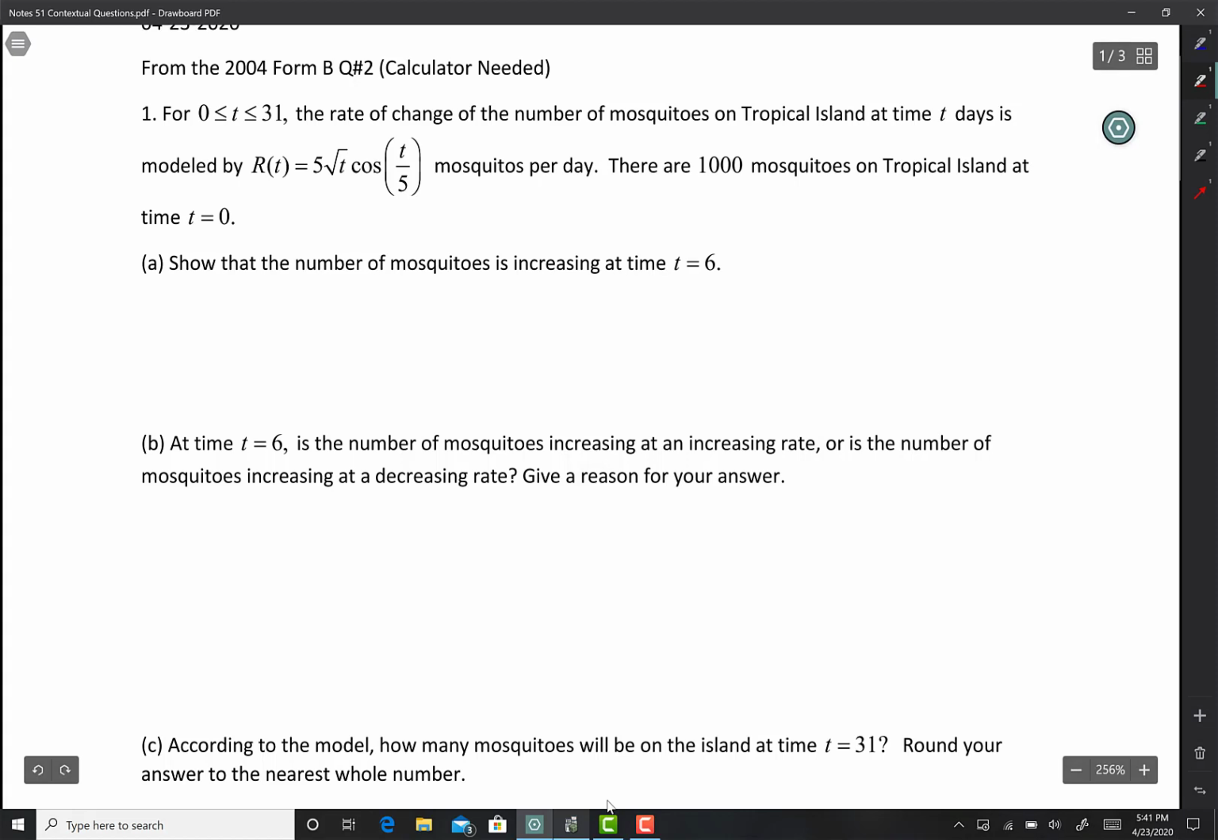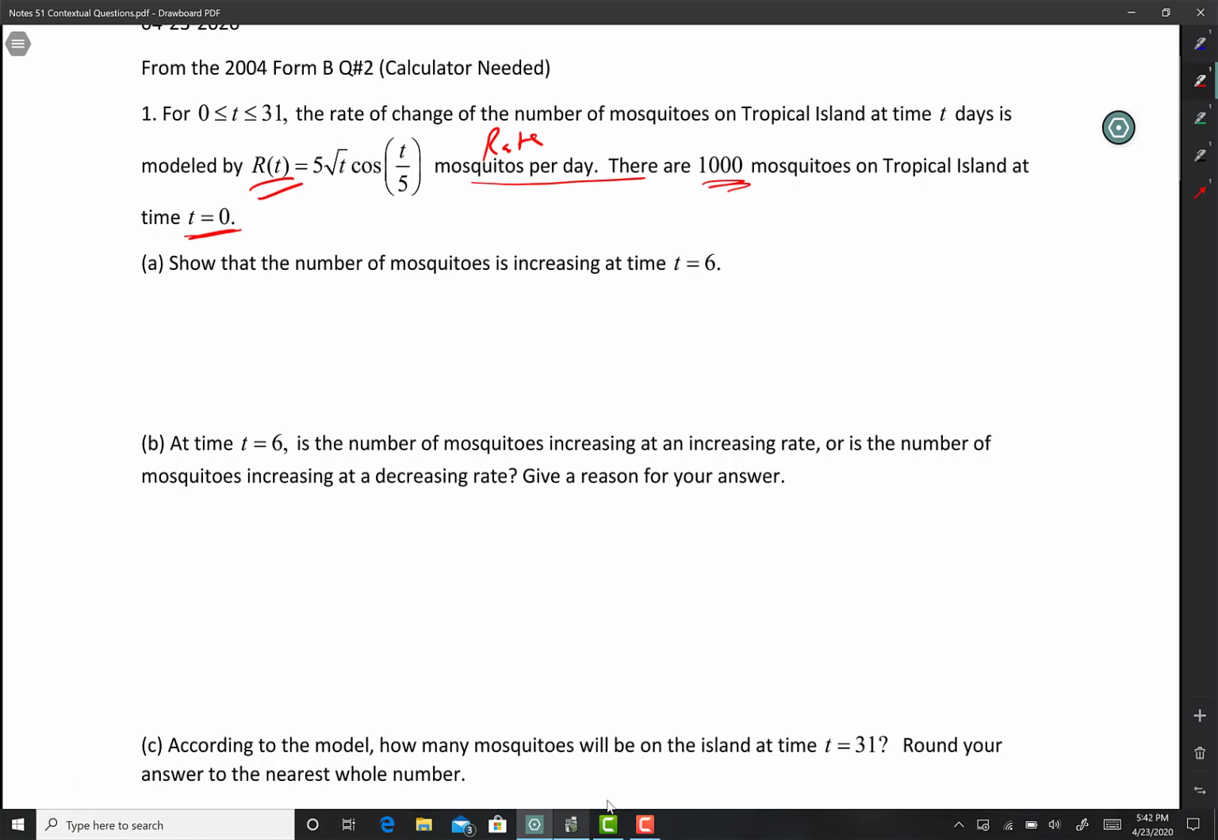All right, question 1 from 2004 Form B, question number 2. t is between 0 and 31. The rate of change of the number of mosquitoes on a tropical island at time t days is modeled by R of t equals 5 square root of t cosine of t over 5. This is in mosquitoes per day, so this is already a rate, guys. There are 1,000 mosquitoes on the tropical island at time t equals 0. Show that the number of mosquitoes is increasing at t equals 6.